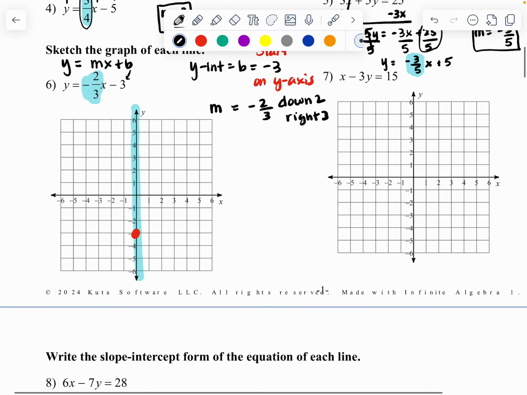So from my red point here, I'm going to go down 2 and then right 1, 2, 3. So there's another point on the line. Now, if I did that one more time, I kind of go off the graph, so I'm just going to do the opposite. I'm going to go up 2 and left 3, and that's going to be right there. Connect your dots. And there's your line.